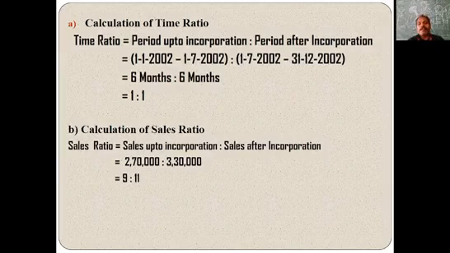First, we should calculate time ratio. So, time ratio equals period before incorporation is to period after incorporation. 1/1/2002 to 1/7/2002 is to 1/7/2002 to 31/12/2002. 6 months, 6 months. That means time ratio 1:1. Then calculation of sales ratio. Sales ratio equals sales up to incorporation is to sales after incorporation. So, up to incorporation sales 2,70,000. After incorporation sales 3,30,000. That means the ratio is 9:11.